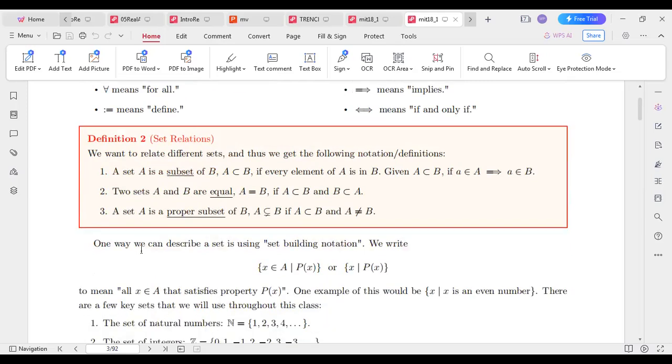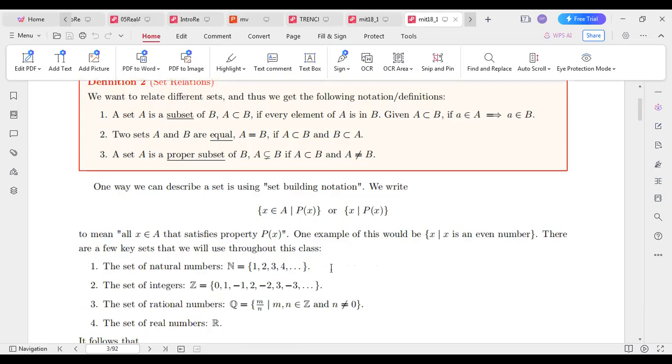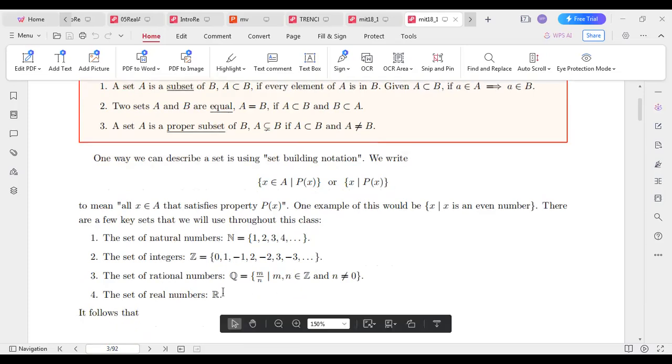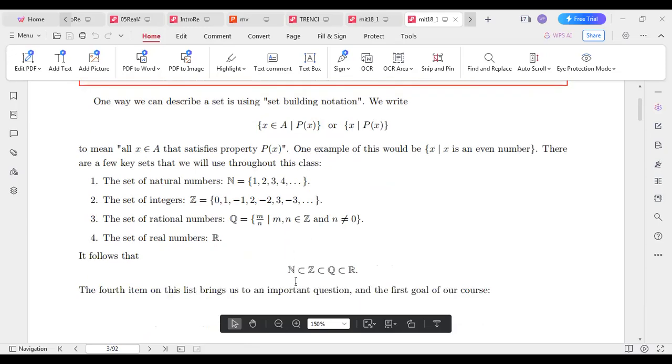On the way, we can describe the set by set builder notation: x, an element of A, such that P of x. There are different kinds of sets we can define. The set of natural numbers 1, 2, 3, 4, the set of integers Z: 0, 1, minus 1, 2, the set of rational numbers Q, and the set of real numbers, of course, R.